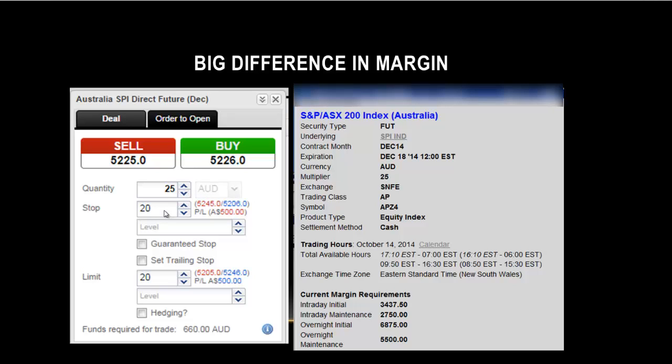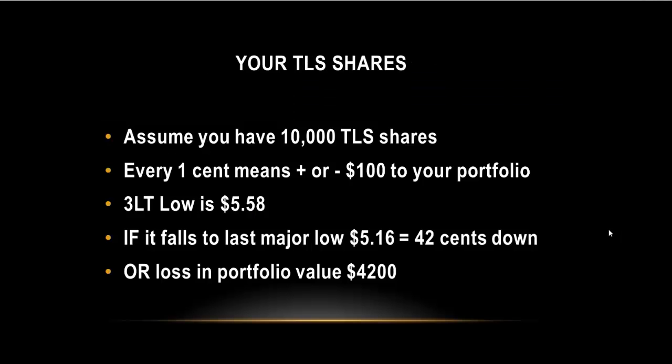In this case, I've used a stop loss of 20 points and a profit target of 20 points, and that trade requires me to stump up an amount of $660. You can see in this particular occasion, if this trade had gone wrong and my stop was hit, I would lose $500. If it hits my profit target, I would earn $500, but I only need to stump up $660 to take the trade, or around 1/10 of the margin that I need with a direct Sydney Futures Exchange broker.